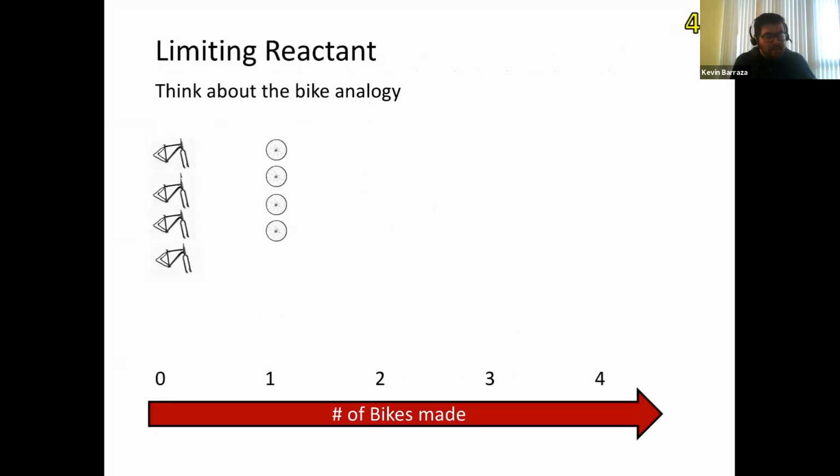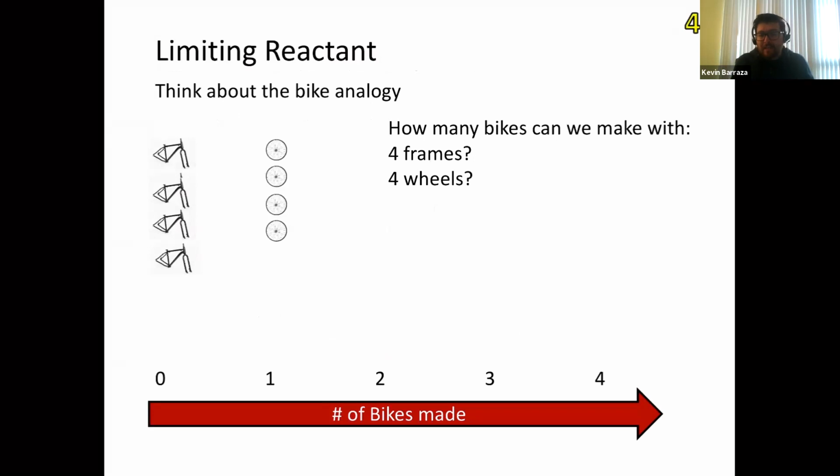So again, we can think of it like the bike analogy, where instead of having plenty of bike frames, I actually have a limited amount. So I have 4 bike frames and I have 4 wheels. Now my question is, how many can I make with limited quantities of each of them? So in this example, we can kind of sort of visually see it. A reminder that the recipe was that 1 frame and 2 wheels make a bike.